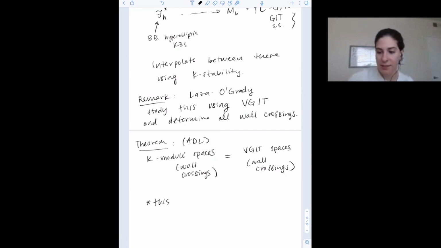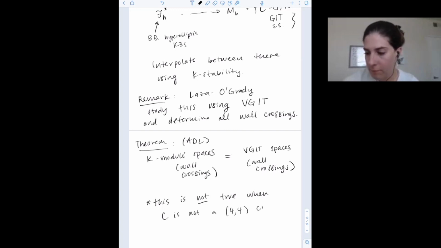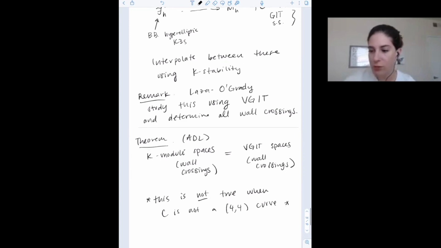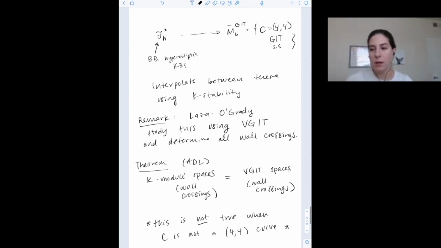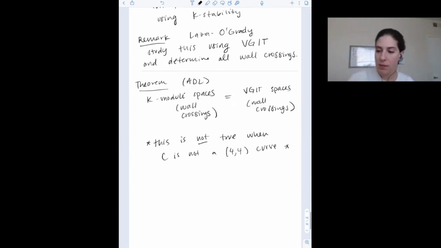So this is false when C is not a (4,4) curve. So this is very special to just the case we're talking about. But in any case, to wrap up here, once we have the wall crossings for the hyperelliptic K3s, we can now use this to construct all of the pictures for quartics in general.